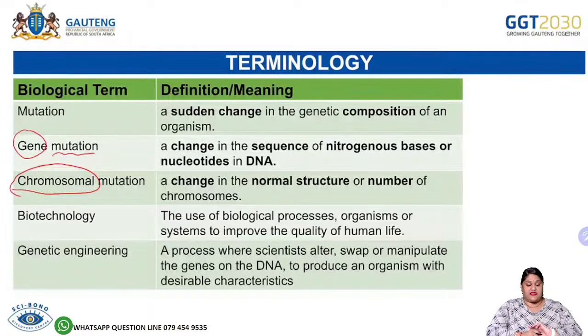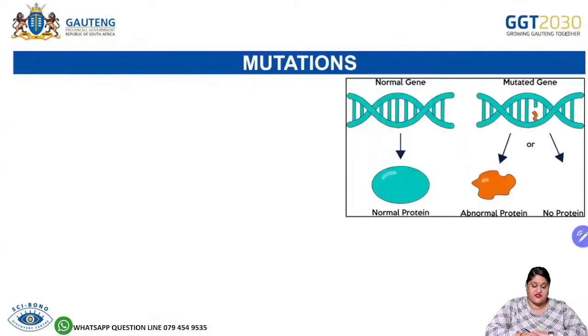Then we come to biotechnology. It's the use of biological processes, organisms, or systems to improve the quality of human life. And then genetic engineering is a process where scientists alter, swap, or manipulate the genes on the DNA to produce an organism with desirable characteristics. But we'll unpack all of these terms in the lesson today.